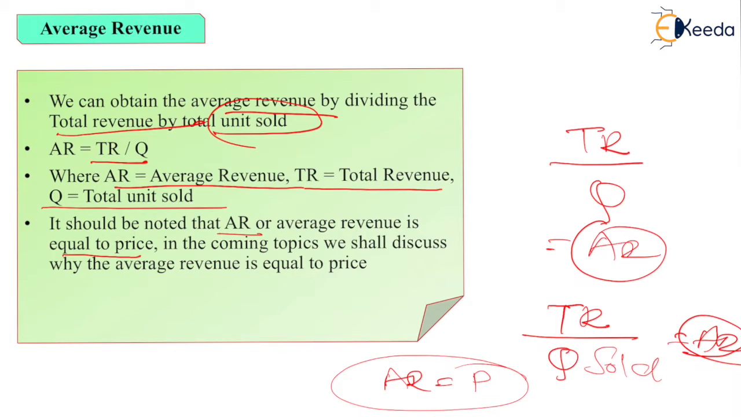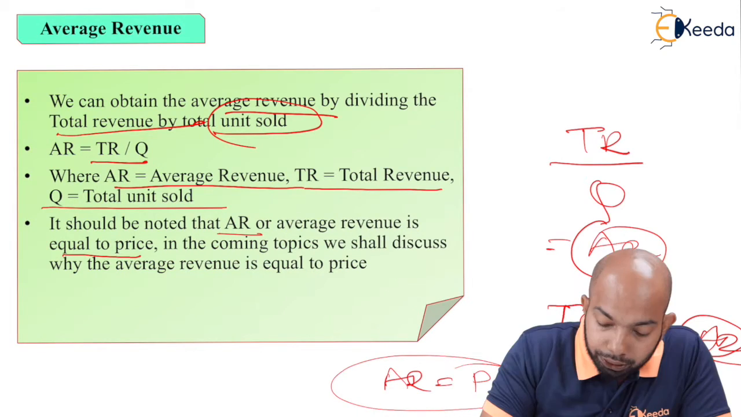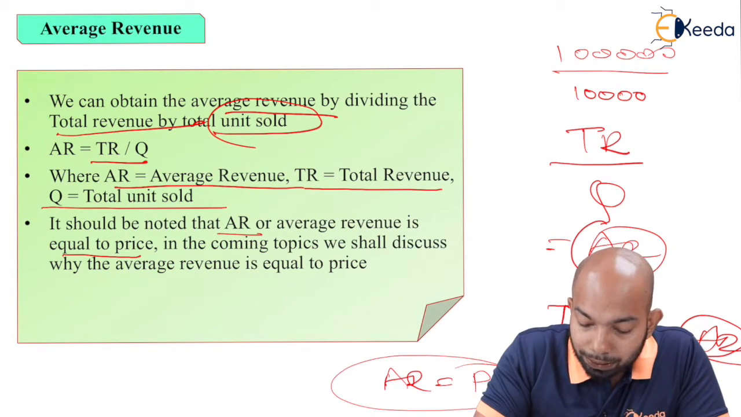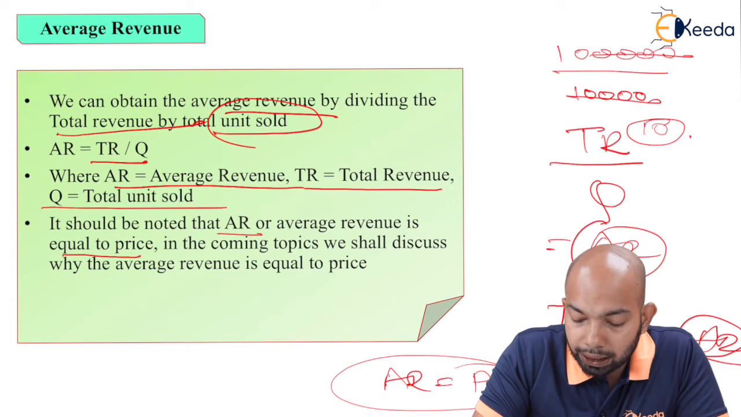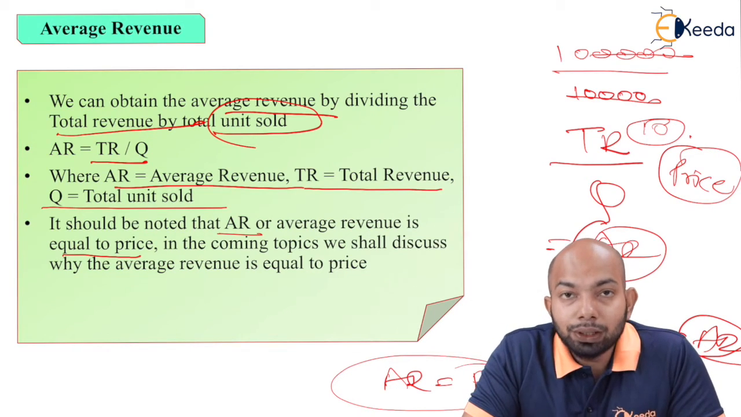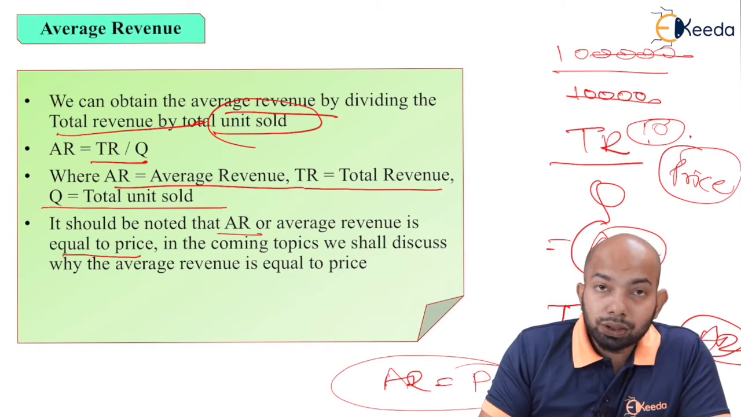Why? Let's take an example. Earlier we took the total revenue as 1 lakh and the quantity sold as 10,000 units. If you divide this by this, you get a value of 10 rupees, which is equivalent to the price at which it was sold. Hence, average revenue is equivalent to the price. That is what they are saying.